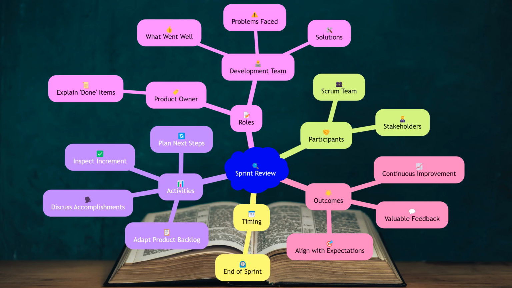The product owner explains what product backlog items have been done and what has not. The development team discusses what went well during the sprint, what problems it ran into, and how those problems were solved. This event provides valuable feedback and fosters continuous improvement, ensuring that the product evolves in line with stakeholder expectations.